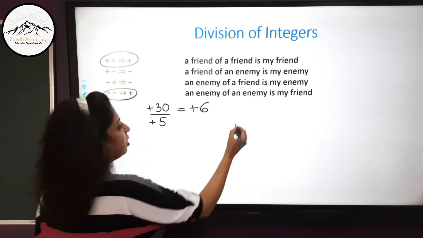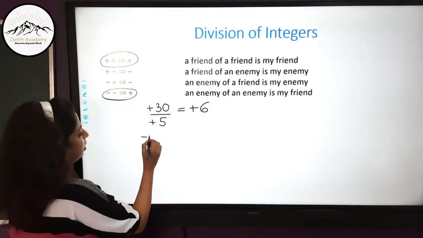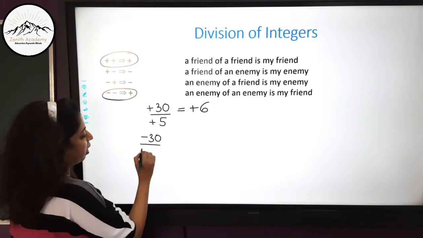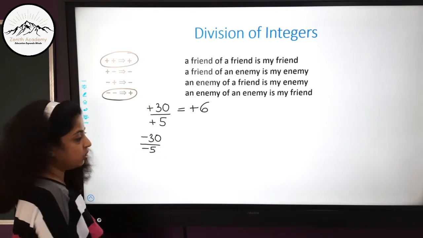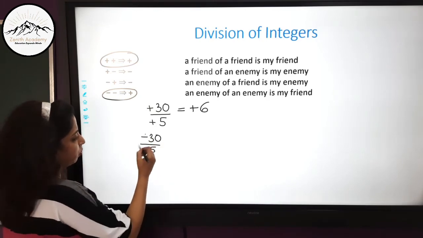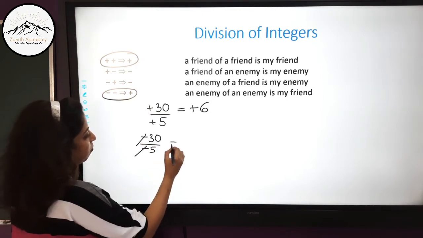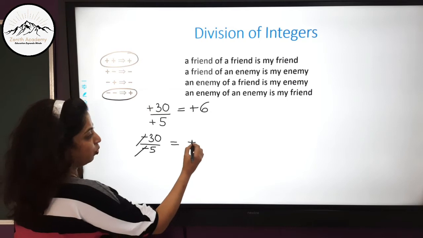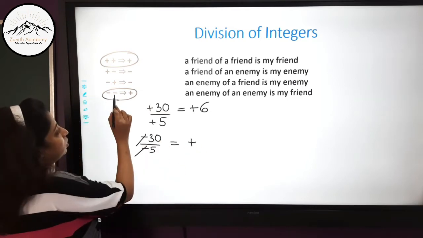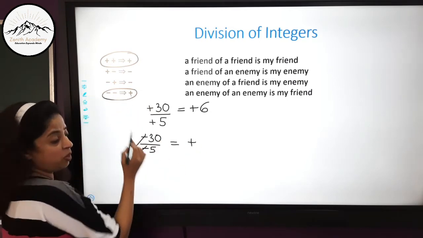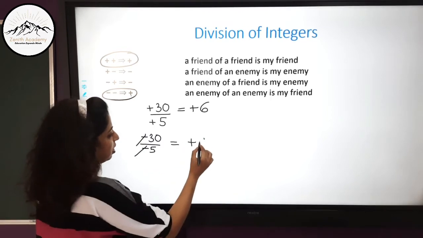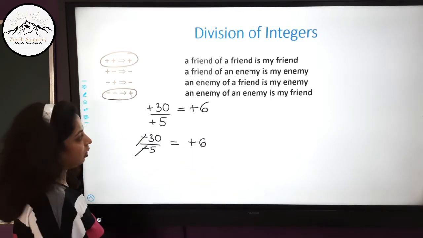Similarly, if you take minus 30 divided by minus 5. Anyways, if it is division, you can cancel this off, or simply minus and minus both are the same sign, so you put plus. Minus divided by minus is plus, so you can put plus and 6 here.